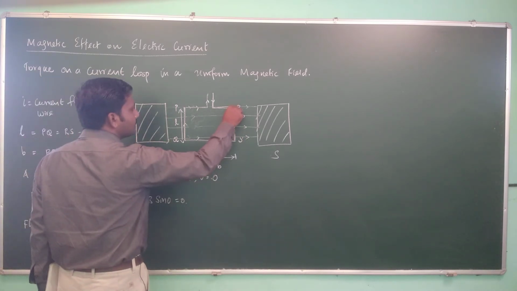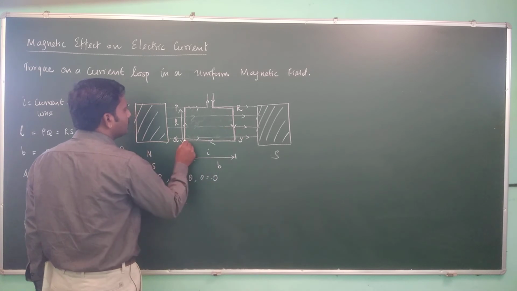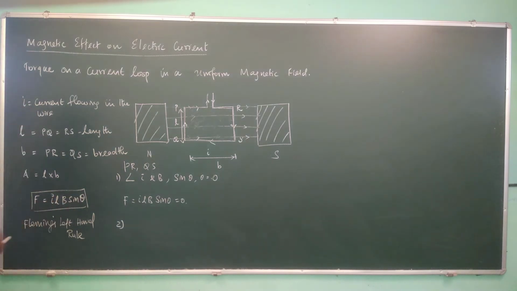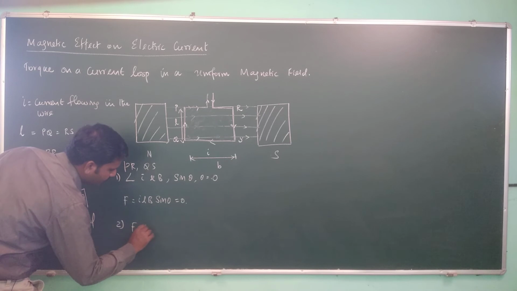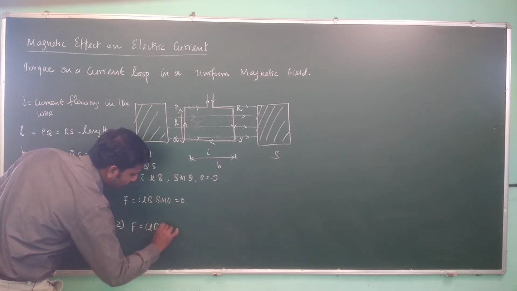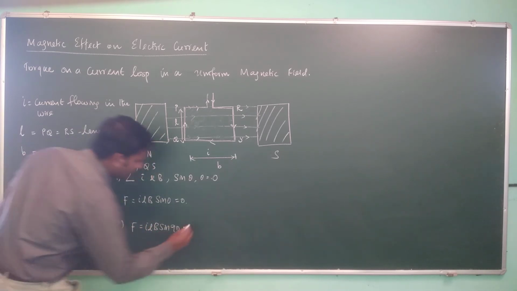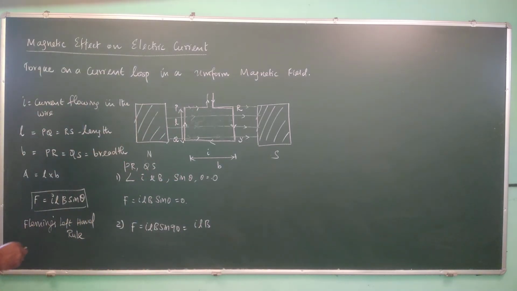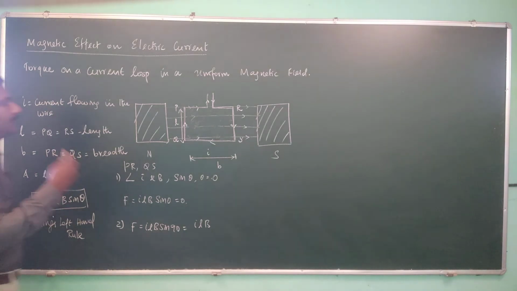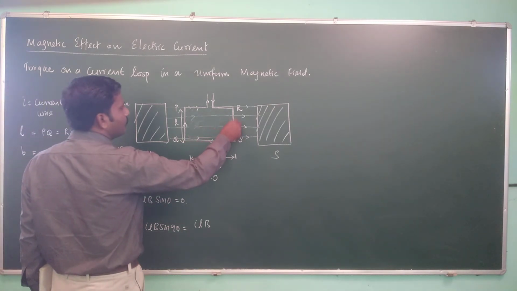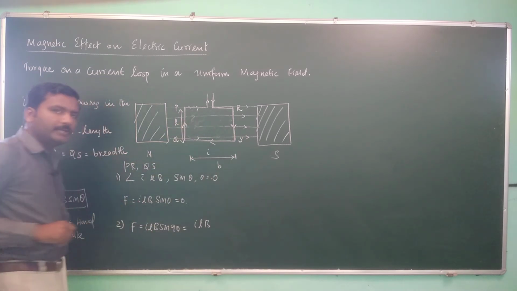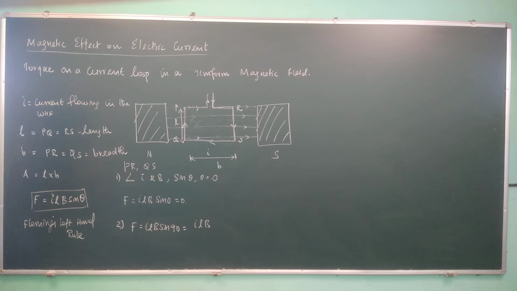In the RS, the current is flowing in one direction, while in the PQ the current is flowing in the opposite direction. In that case we can apply Fleming's left hand rule. If you write the equation for force F, that is I L B sin 90, so this becomes I L B, that is the force. And it is clearly understood that the direction of the force on this phase and the direction of the force on this phase would be opposite to each other.